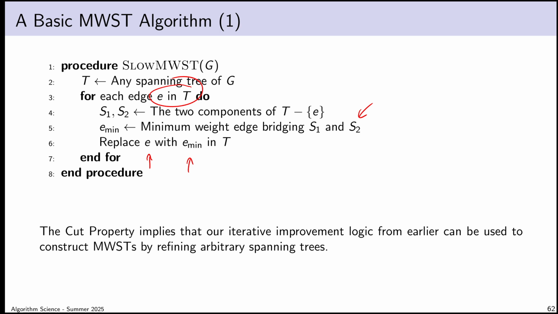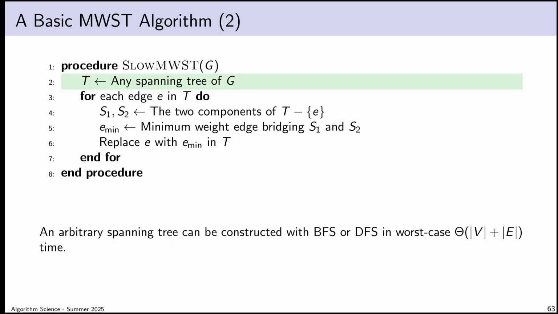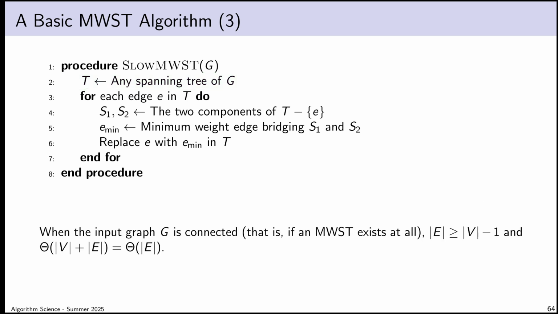This is basically the algorithm corresponding to the thing I was doing earlier, where I tried deleting an edge and then bringing in another edge that bridges between the two components that I create. So of course my initial spanning tree can be created with BFS or DFS, that is linear in the number of vertices and edges, as we know. When the input graph is connected, this is an interesting observation that we're going to need over the next hour or so: I know that there have to be at least V-1 edges. That's a requirement of connected graphs.